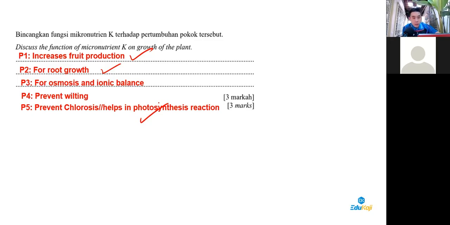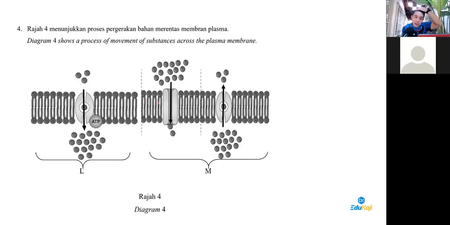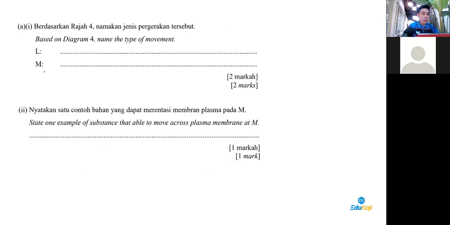So the next question. Last time, guys, they used to ask according to the sequence of topics, meaning Form 4, Chapter 2, 3, 4, moving on. But now in KSSM, they jump here and there. As you can see, we started with Form 5 topic just now. Question 4, Form 4, Chapter 3. Based on diagram 4, name the type of movement.